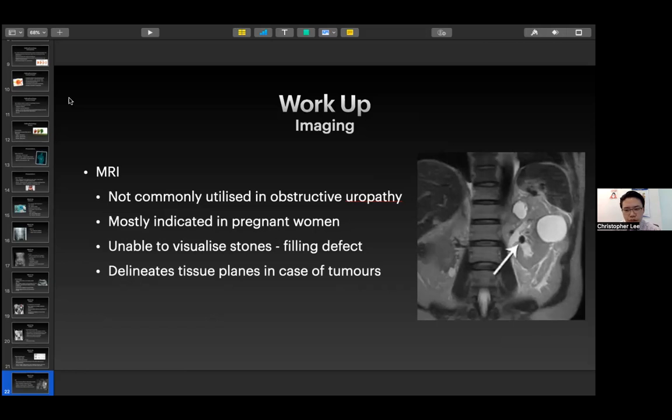Yeah, the round whitish part is actually a renal cyst. This is the pelvic-calyceal system, and the dark hypointense lesion there, which is round, that is the filling defect, which indicates a stone. Okay. So the other use of MRI is able to delineate tissue planes in case of any tumors, especially in the pelvis. Yeah.